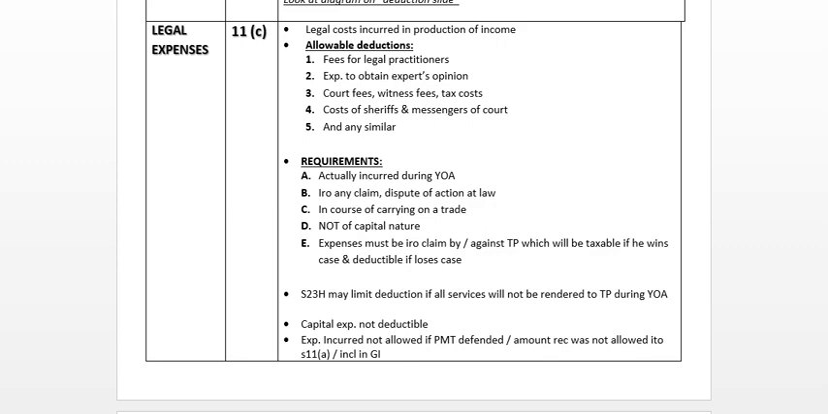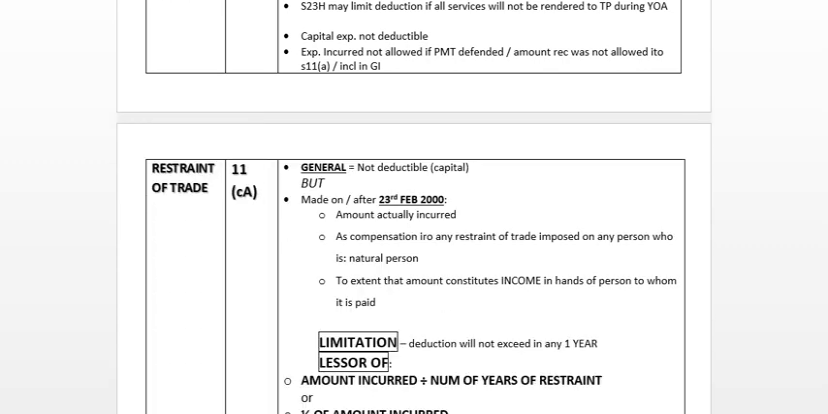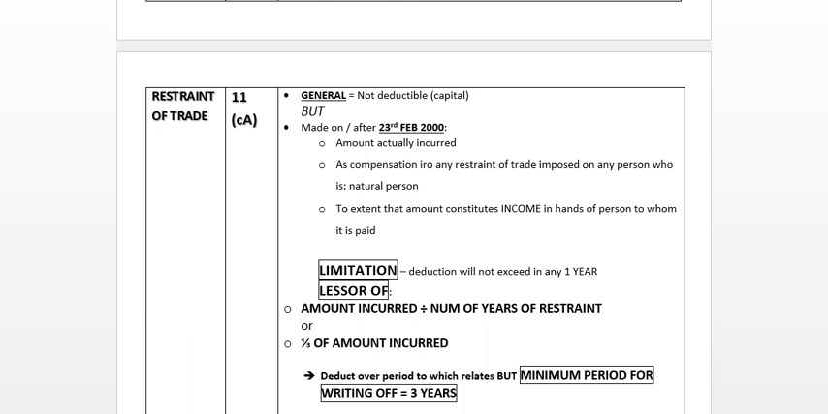So Section 23H may limit the deduction if all services will not be rendered to the taxpayer during the year of assessment. We'll go through that a bit later. So the capital expenditure is not deductible. Expenditure incurred is not allowed if payment is defended. Amount received was not allowed in relation to Section 11A. So it has to be included in your gross income.